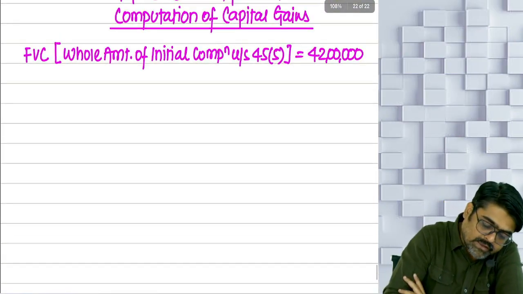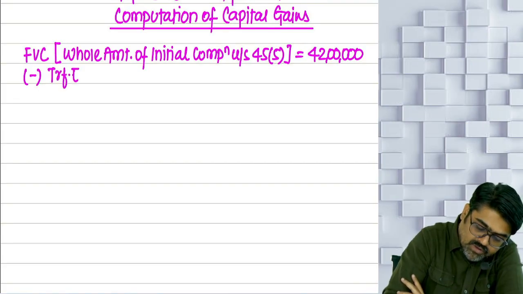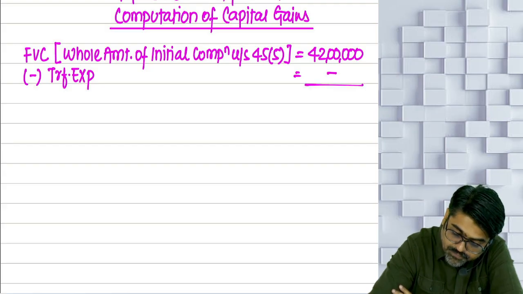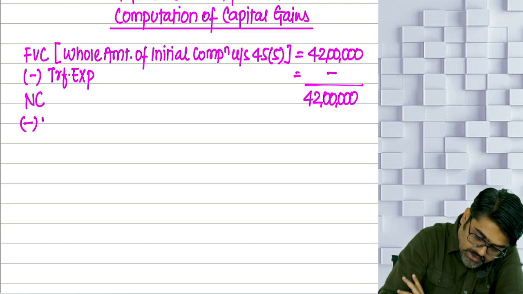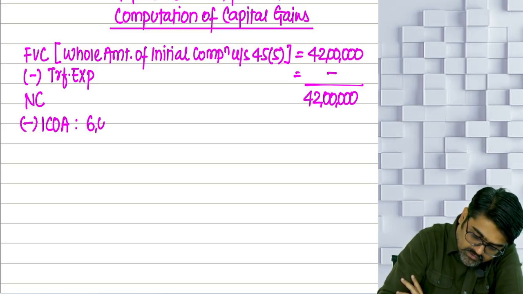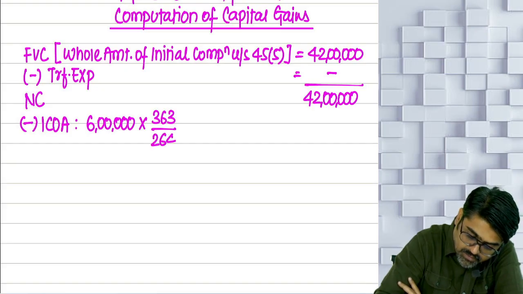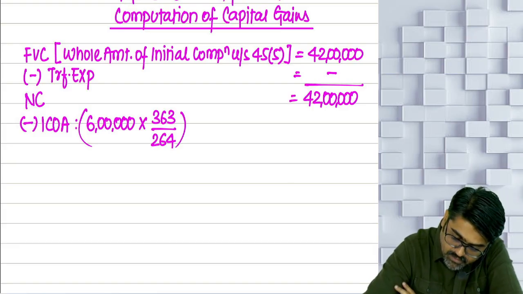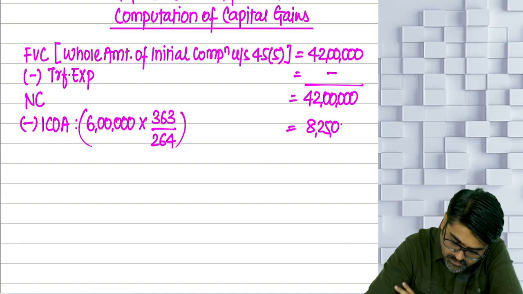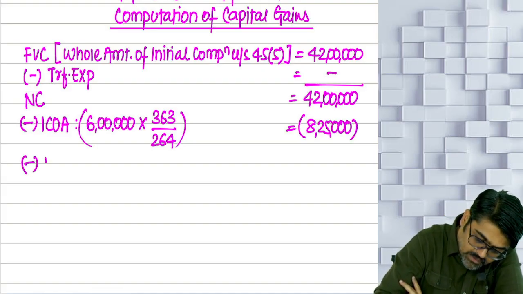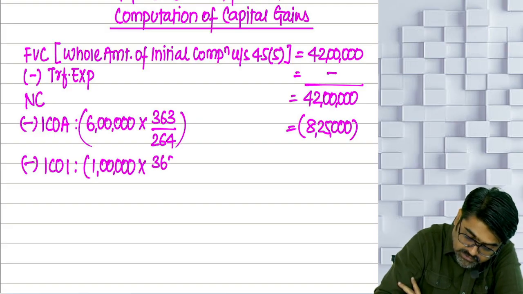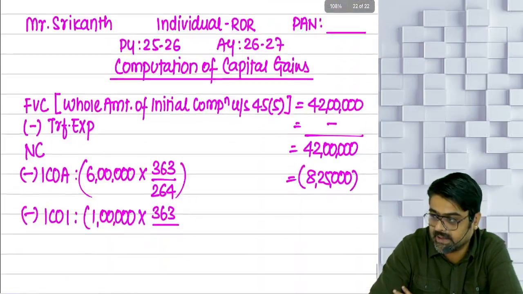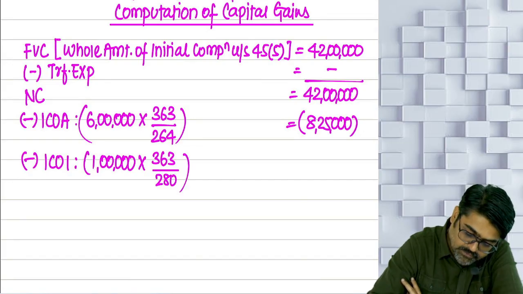Okay. Now tell me, less what? Any transfer expense you have incurred? Sure. So this will be 42 lakhs. This will be your net consideration. Minus index cost of acquisition, which is 6 lakhs into 363 divided by 260. Done? You have seen the CII properly? Tell me. 8,25,000. Now minus index cost of improvement. Cost of improvement incurred was 1 lakh rupees into 363 divided by CII of which year the improvement was done? 18-19. So CII of 18-19, 280. Tell me.